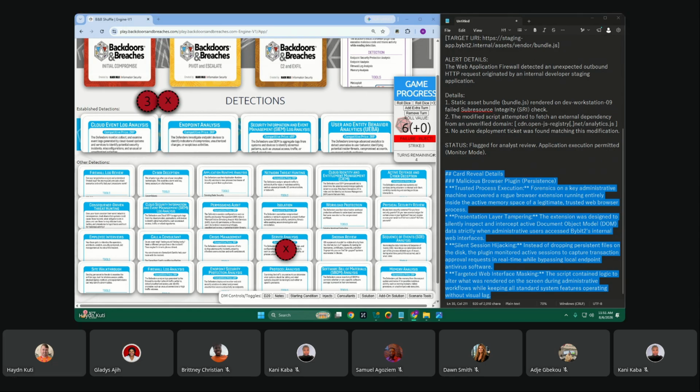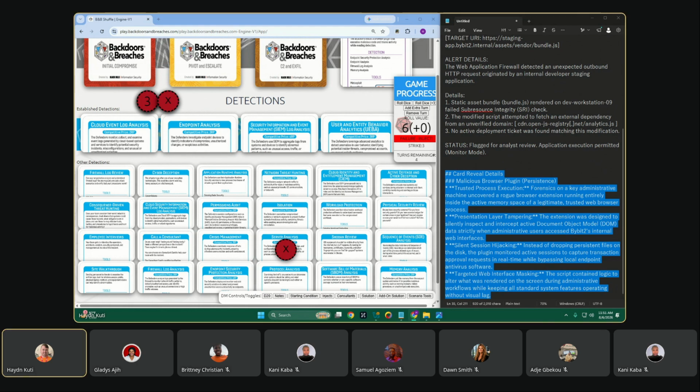Endpoint or malicious? You want to look at endpoint analysis?